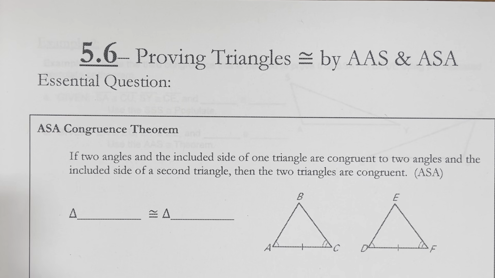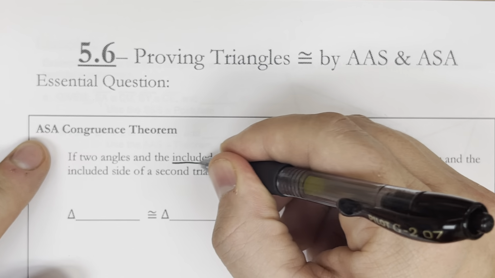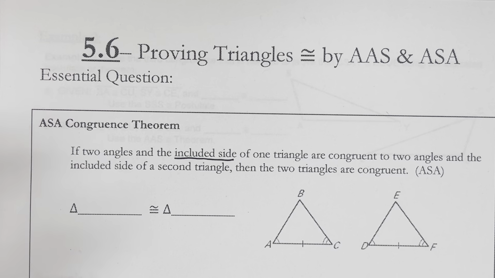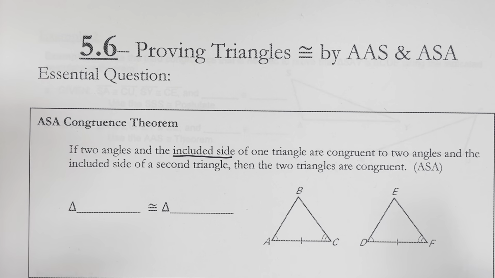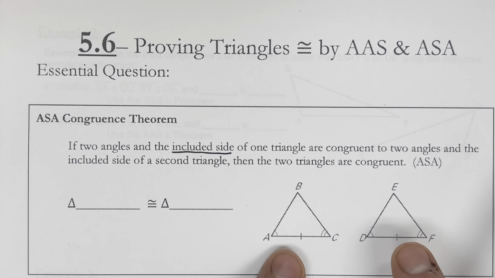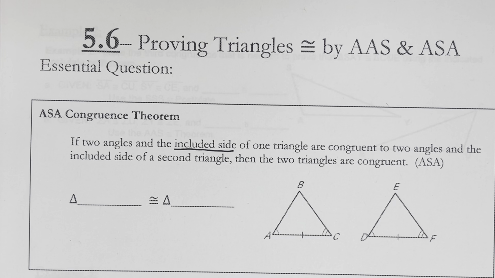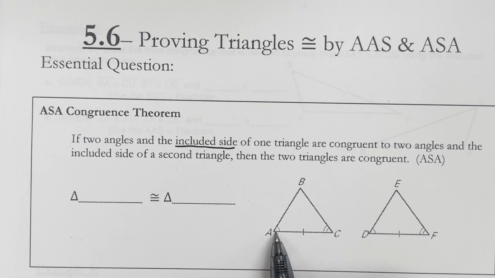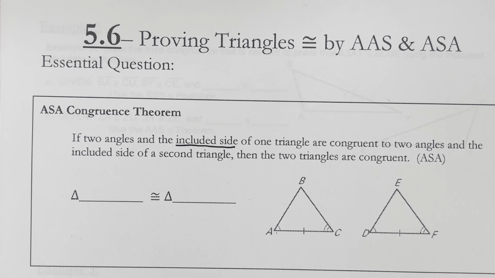Angle, side, angle states if two angles and the included side, so again, that included side is the side that's in between the two congruent angles, are congruent to two angles and the included side of another triangle. So if we have this going on for two triangles, then those two triangles are congruent. So the key, it has to be the included side.